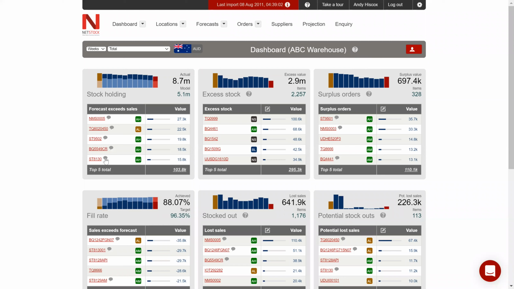And then where does the forecast exceed the sales? This highlights the worst variance items, and we can easily go and review those and have a look at those. We don't have time for that, but we can click and get a full report and step through those in detail and see why we are over forecasting these products.